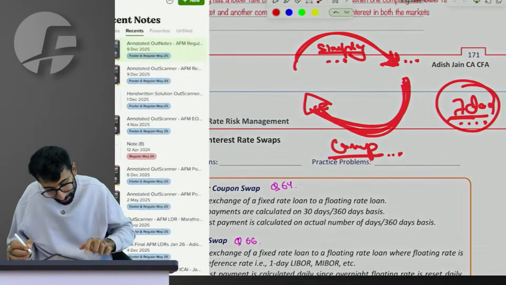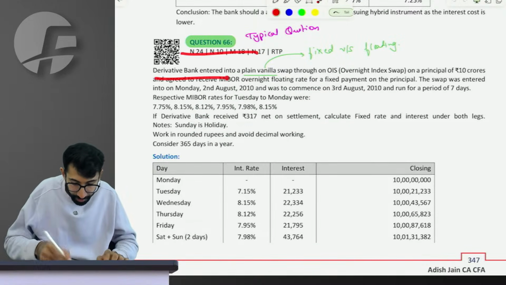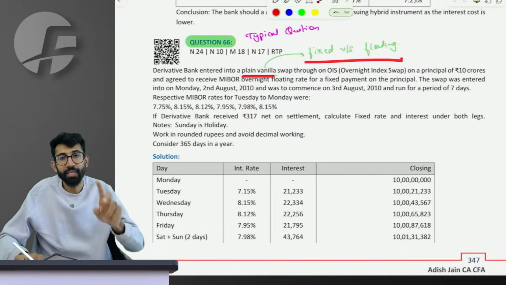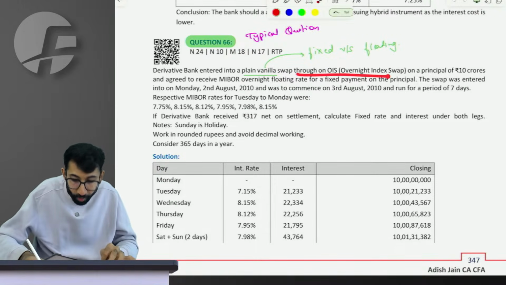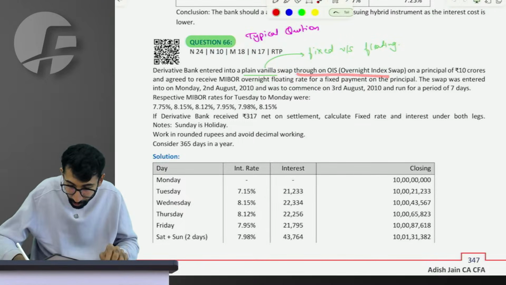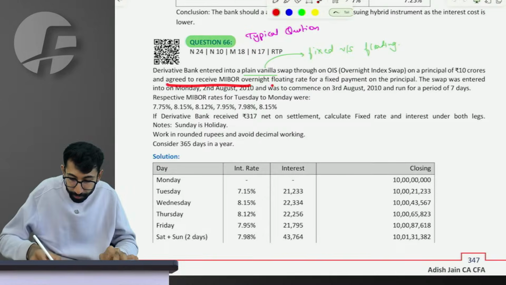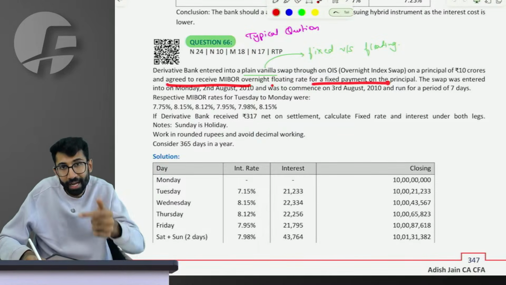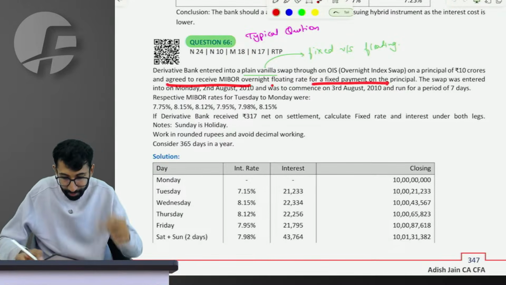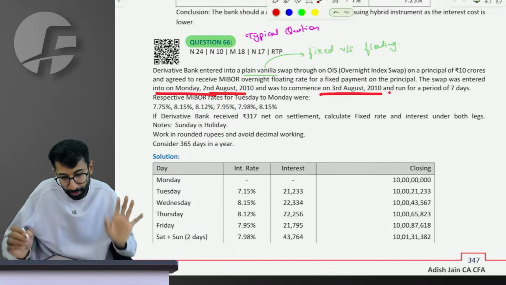Let me explain that in a practical question. Question 66. There is this bank called derivative bank, right? Who enters into a plain vanilla swap, meaning fixed versus floating, through OIS. One party pays fixed, the other party pays floating overnight on a principal of 10 crore, and it agreed to receive MIBOR against a fixed payment. So I will receive floating, my position is clear, I will receive floating, I will pay fixed. The swap was entered on Monday, 2nd August, to commence on 3rd.